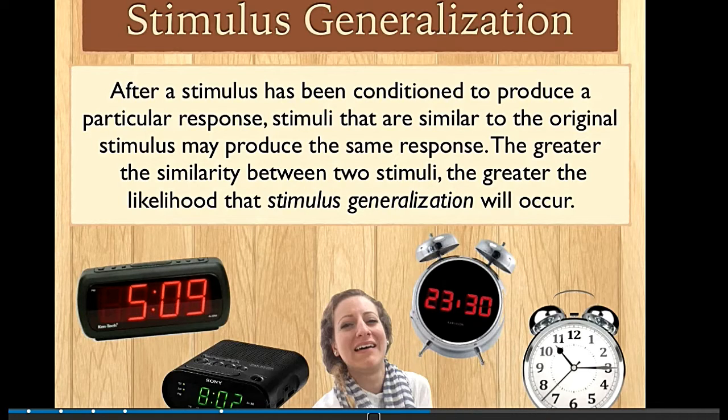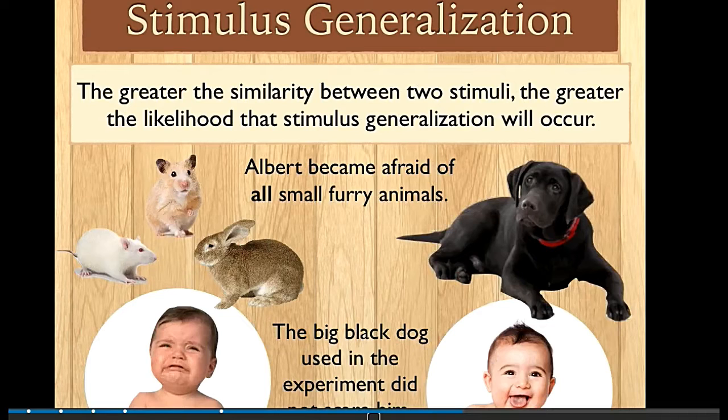After a stimulus has been conditioned to produce a particular response, stimuli that are similar to the original stimulus may produce the same response. The greater the similarity between the two stimuli, the greater the likelihood that stimulus generalization will occur. Albert became afraid of all furry animals. The big black dog used in the experiment did.